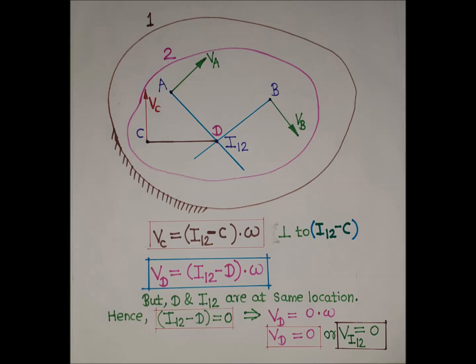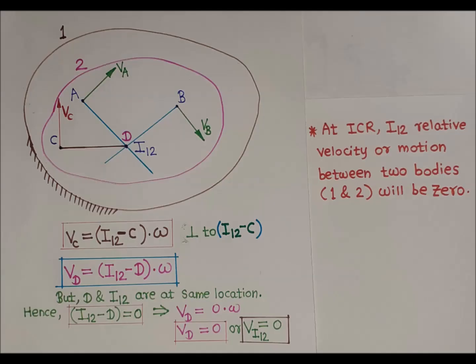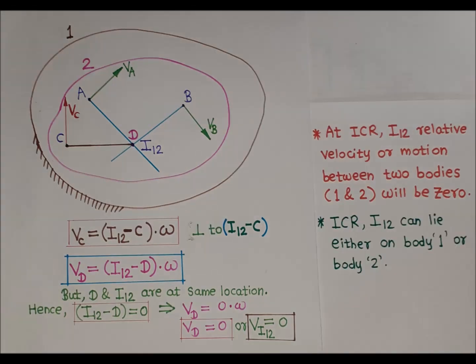Or in other words, we can say velocity at ICR I12 will be 0 because D and I12 are at the same location. Therefore, we can conclude that at ICR I12 the relative velocity or relative motion between the two bodies 1 and 2 will be 0. Hence, we can say ICR I12 can lie either on body 1 or body 2 because at ICR I12 the relative motion or relative velocity between the two bodies 1 and 2 is 0.